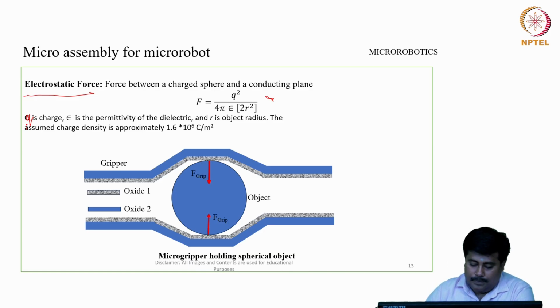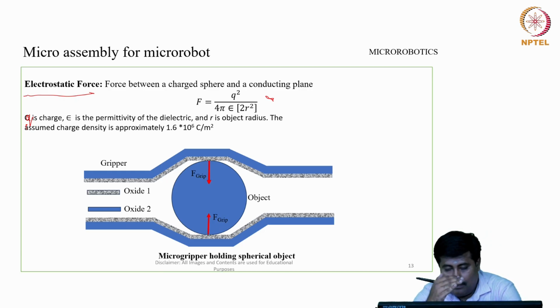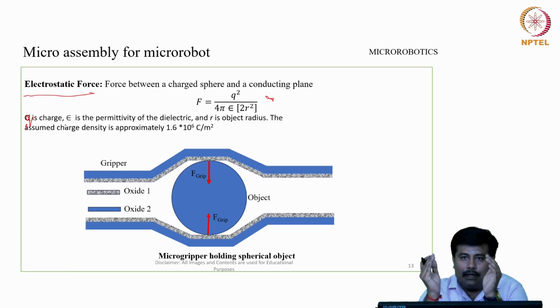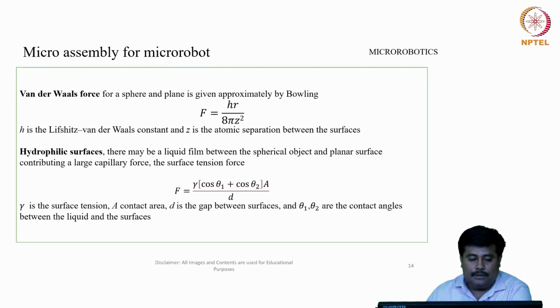Ideally in this particular case, let us consider there is a micro gripper which is holding a sphere object. The overall force which is being exerted, we consider as F grip. There are two layers. One is an oxide layer, and then there is a gripper layer, and by appropriate electrostatic forces, these oxide layers and the gripper layer will try to get actuated, and it will generate a force along the diameter of the system.